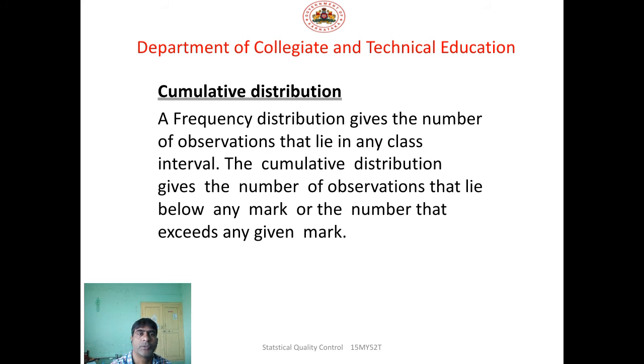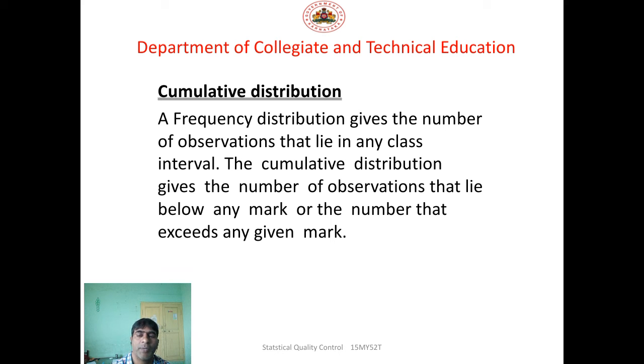Starting with cumulative distribution. So what is this cumulative distribution? Students, as you have seen in the previous sessions, the frequency distribution gives the number of observations that lie in any class interval. But the cumulative distribution gives the number of observations that lie below any mark or the number that exceed any given mark. So in cumulative distribution we are concentrating on less than a certain number and greater than a certain number.